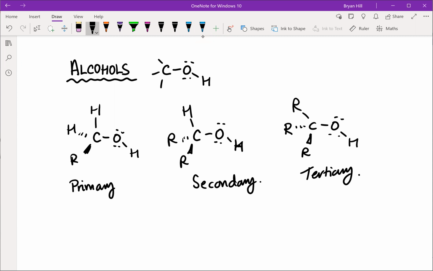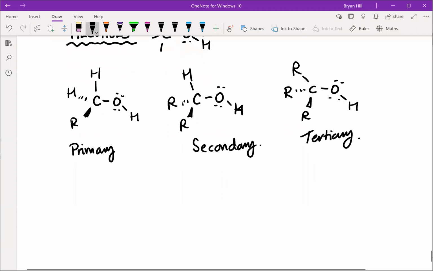There's a slight pKa difference between the three of them. Typically, tertiary alcohols are harder to remove the proton from. So once they've been removed, they're slightly more basic. And we saw that when we were using tert-butoxide as a base in organic 2. So that's one way to classify alcohols.